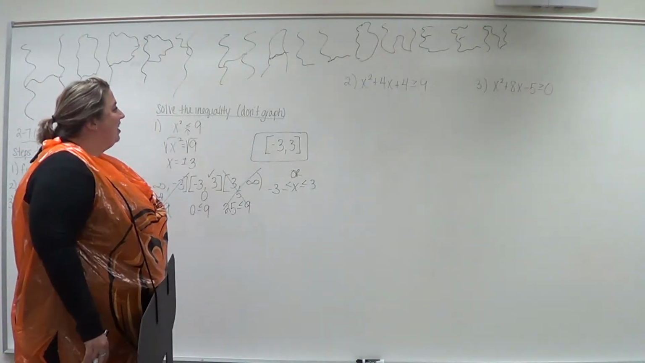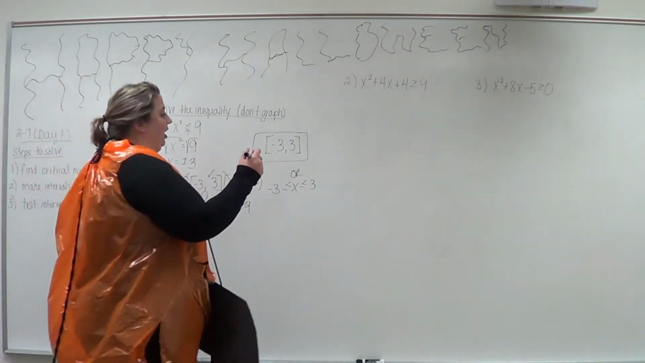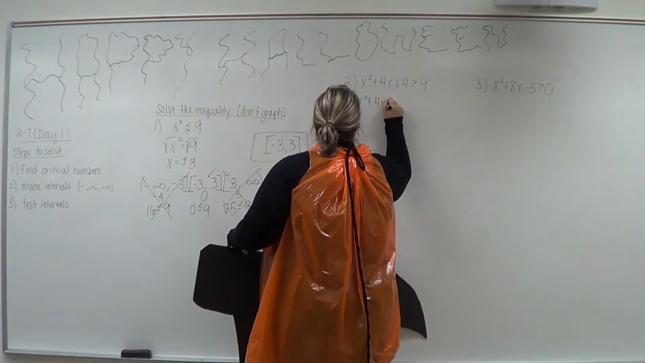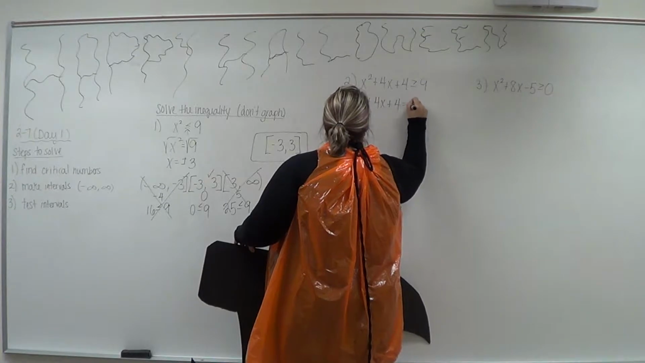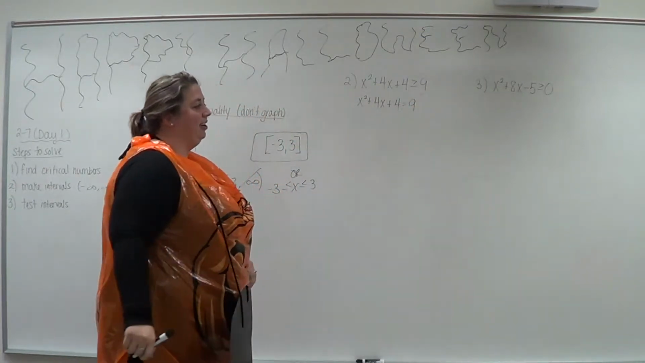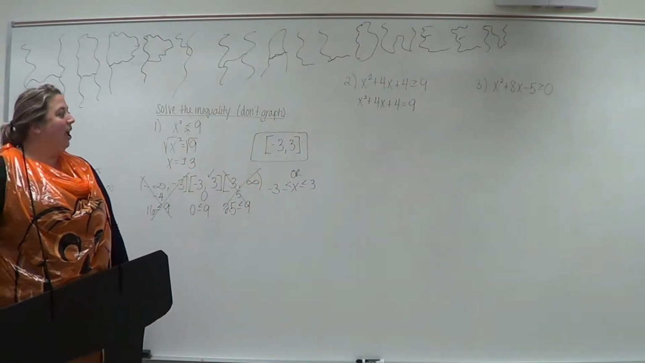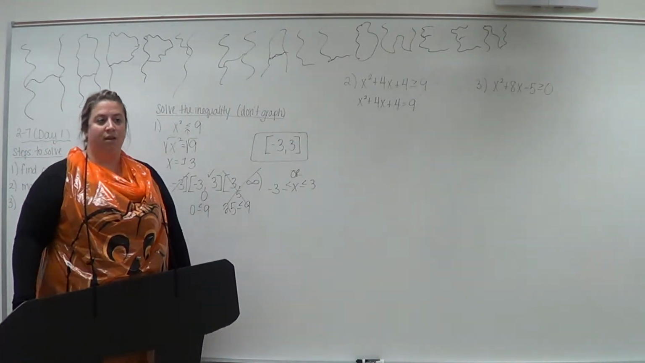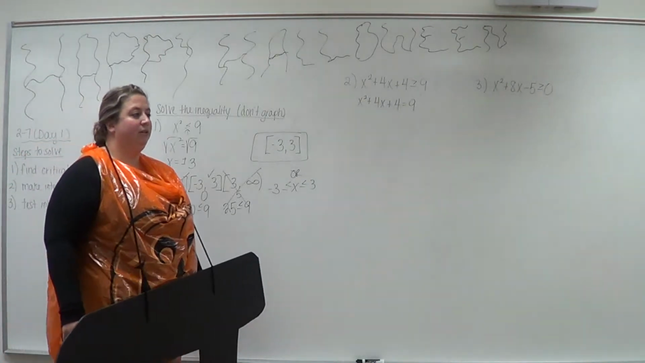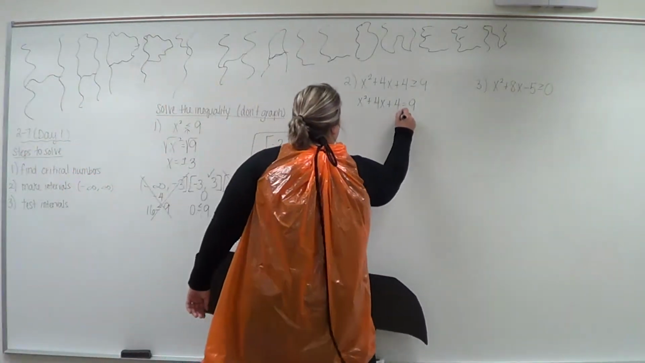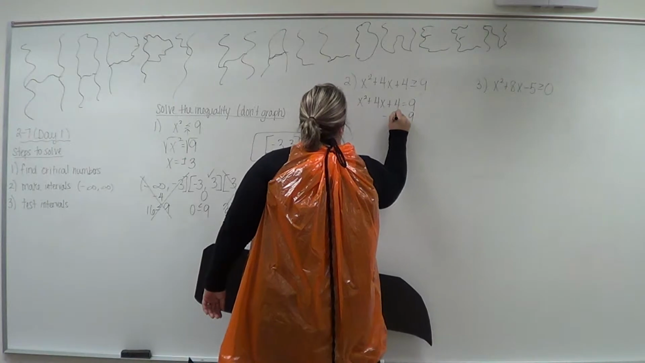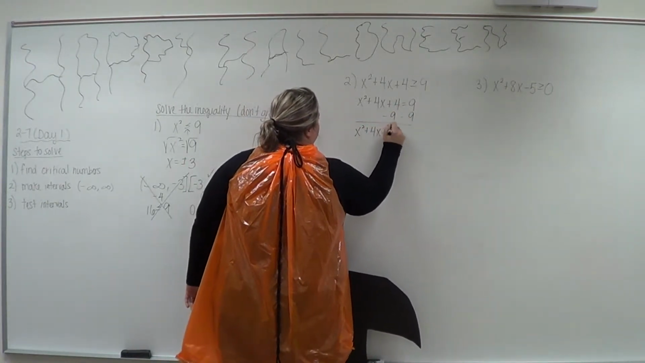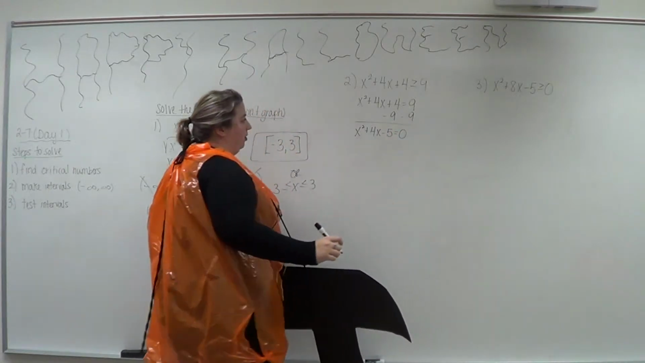Okay, so pretend like there's an equal sign. How would I solve something like this? I need to get it set equal to what? 0. So I need to subtract 9. Then I have x squared plus 4x minus 5 equals 0.